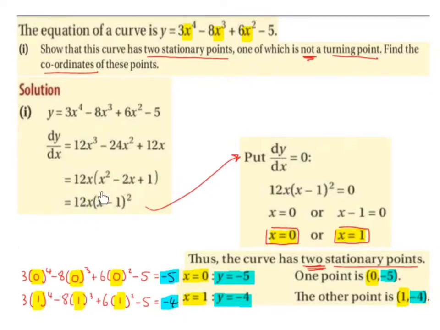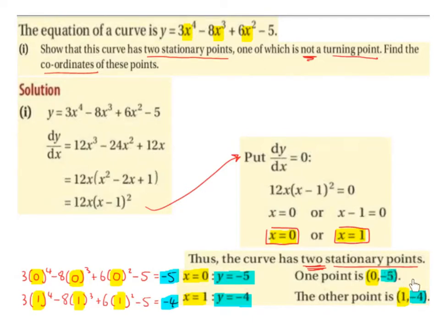So we put dy dx equal to 0. So we have 12x times x minus 1 squared equals 0. So x is equal to 0, because if we let 12x equal to 0, then dividing both sides by 12 to get the x on its own, we get 0 divided by 12, which is just 0. So we have x is equal to 0. And then letting x minus 1 equal to 0, we bring the minus 1 over the equal sign, so we have x is equal to 1. So thus the curve has two stationary points, one at (0, minus 5) and the other at (1, minus 4).